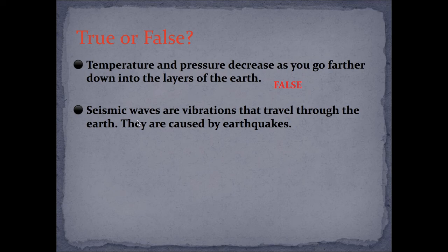Seismic waves are vibrations that travel through the earth. They are caused by earthquakes. That is true. And seismic waves are how we can tell what the inside of the earth is made out of. Right? So those are notes today. If you need to, you can go look at the note summary that is on Canvas, and then you have an assignment that has you looking at some diagrams of the layers of the earth.